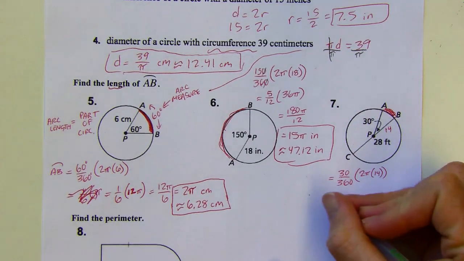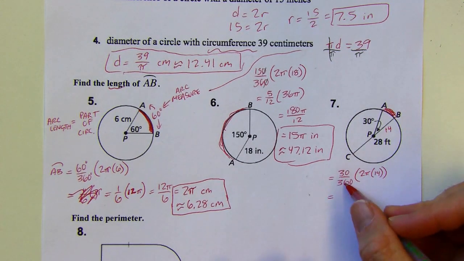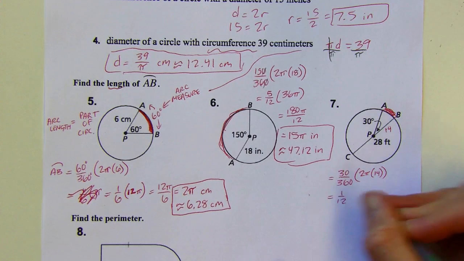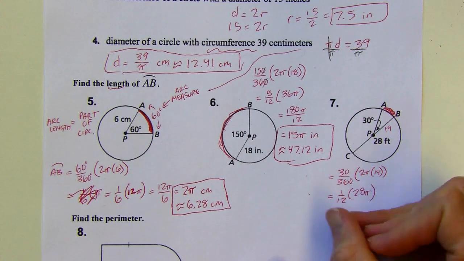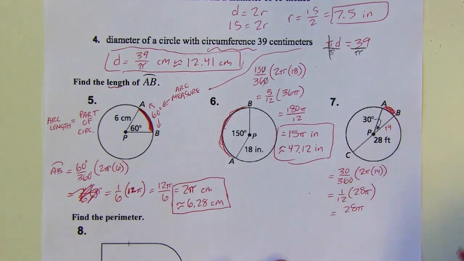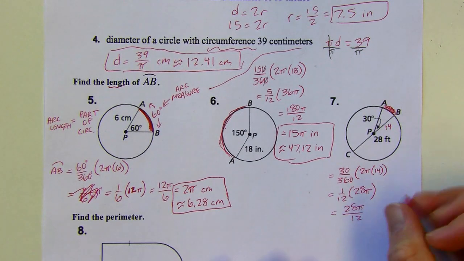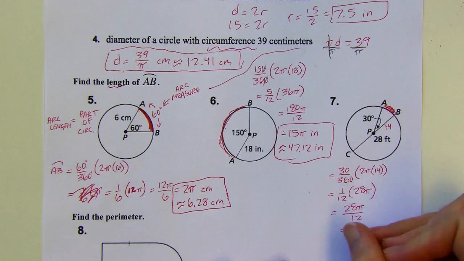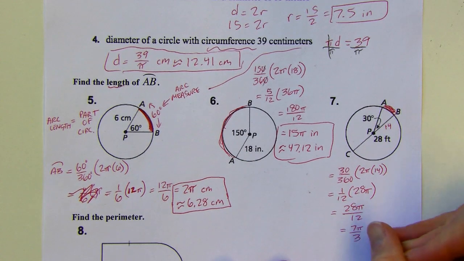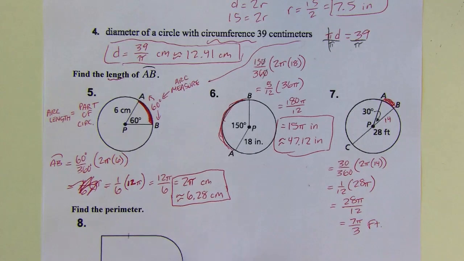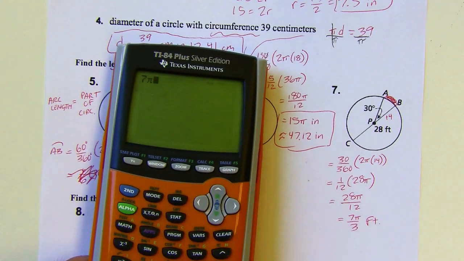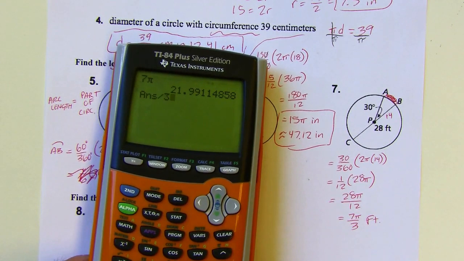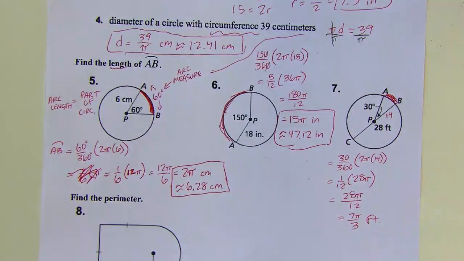Okay. So let's see, that's going to reduce 3 over 36 reduces to 1. This would reduce to 1/12. 1/12 of 28 pi, which is going to be 28 pi over 12. That's going to reduce, let's see, 14 pi over 6. That would reduce to 7 pi over 3. So 7 pi over 3 feet. Or in a calculator, let's see. 7 pi, divide that by 3, and I get about 7.33.